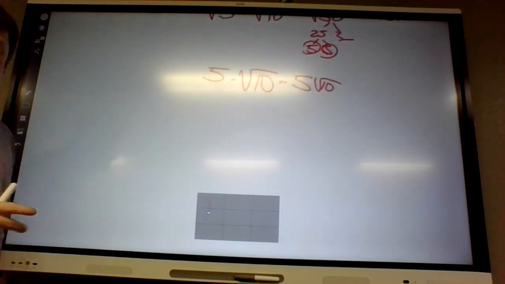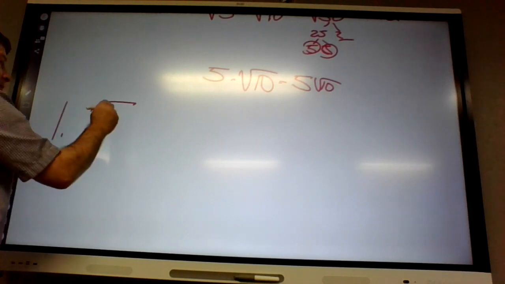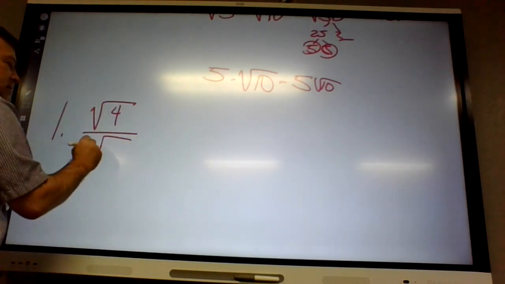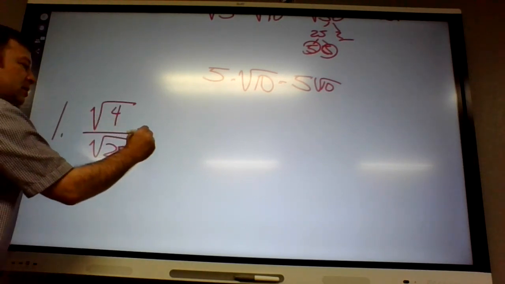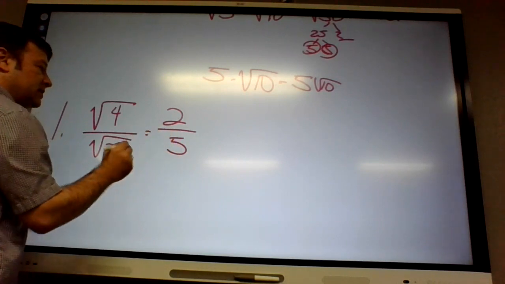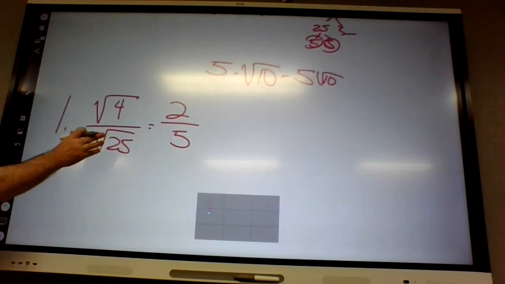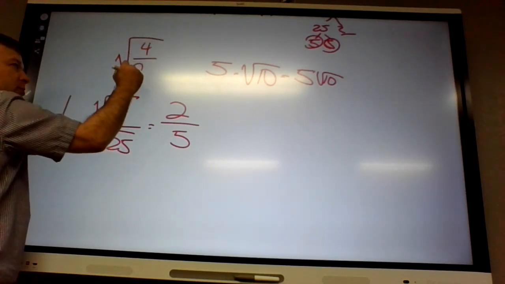So just like you can multiply square roots together, you can also divide square roots. On number 1, 4 and 25 don't really divide, but we can simplify. What's the square root of 4? 2. And what's the square root of 25? 5. So that's just going to be 2/5. By the way, this square root of 4 over square root of 25 is the same thing as square root of 4 25ths.